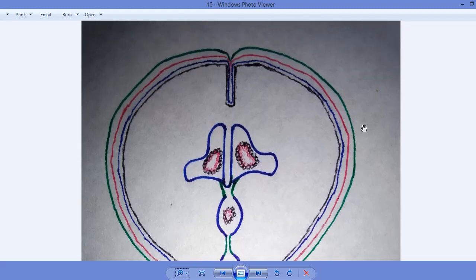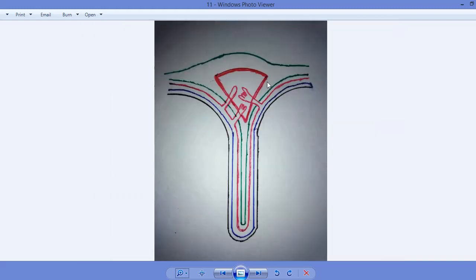The remaining CSF goes and is absorbed over here, in this superior sagittal sinus. Over here you can see that this is the pia mater. The pia mater is extended to the longitudinal fissure of the brain.